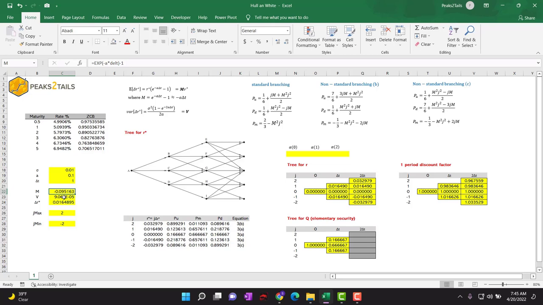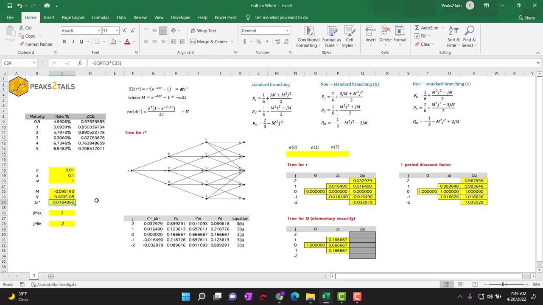V is the variance of one step, and this is the formula. So I'm using the exact formula to calculate v. Now, delta r star, which is the size of the movement, is given as square root of 3v. So that's what it is, square root of 3 times v.